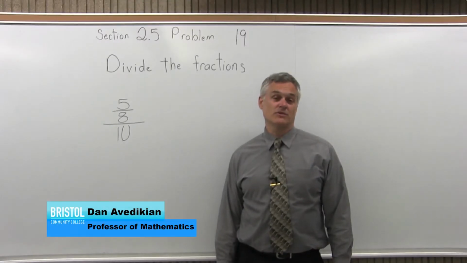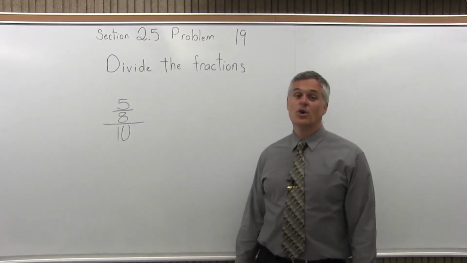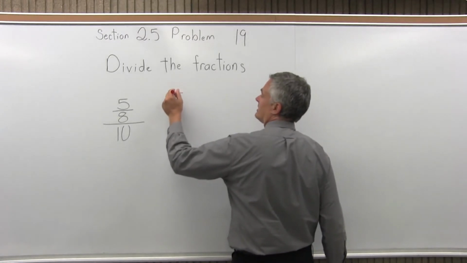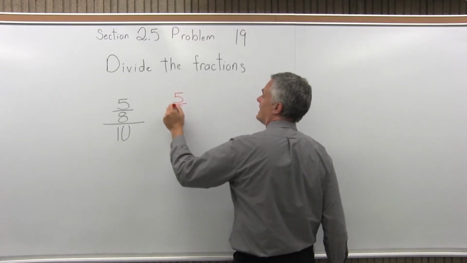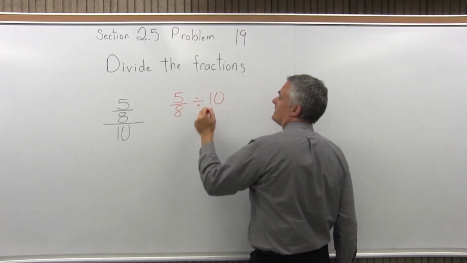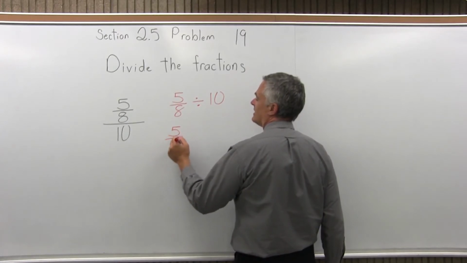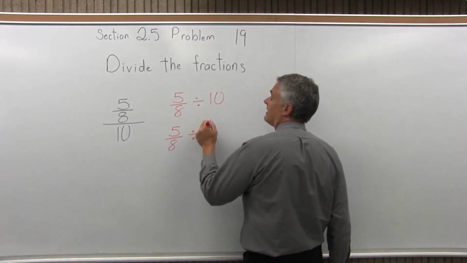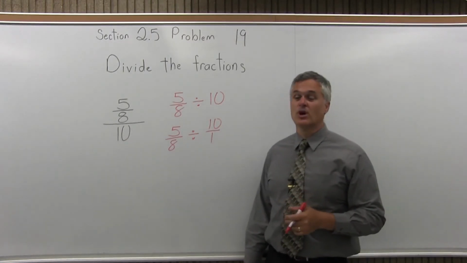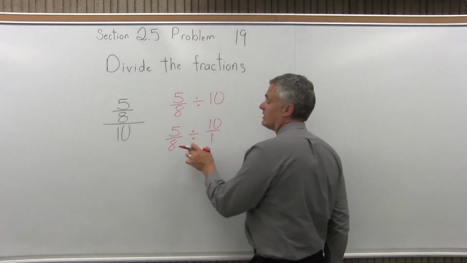This is Section 2.5, Problem 19. It says divide the fractions, and we have 5/8 over 10. So the first thing I'm going to do is write it in the form 5/8 divided by 10. And then I'll even go a step further and write 5/8 divided by 10 over 1. I want to write the 10 so that it has a numerator and a denominator. Now it's in a format that I can deal with. So now I can go ahead and do the problem.